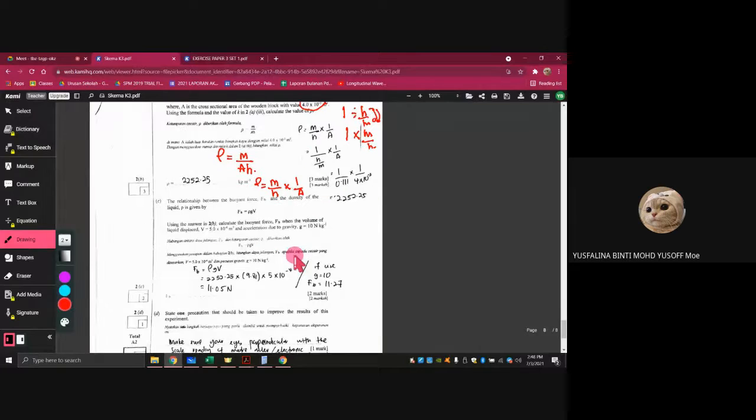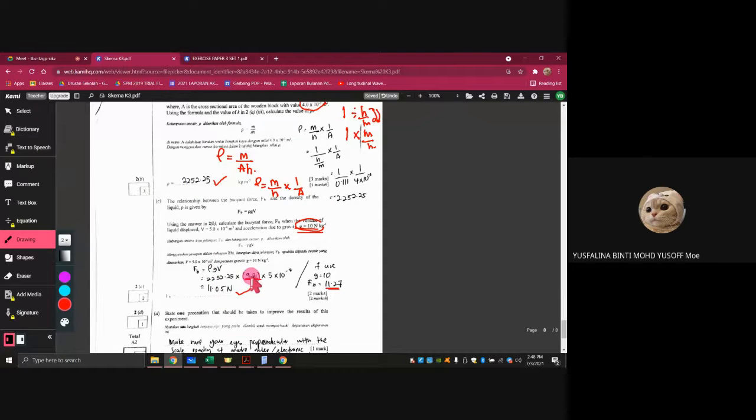Alright, the next one, you just substitute the formula. You already have the density here, you use the one that we calculated before, 2252.25, and then the g. In the KSSM, the value of g is 10, but yours is 9.81. So I put two answers here. The first one, if they use g as 10, your answer should be this one. If you use g as 9.81, this is the answer. So you just use the formula and substitute the value. The density here is already calculated.